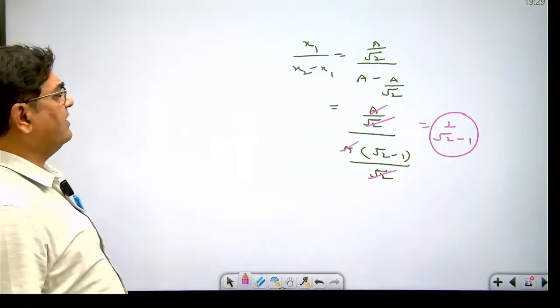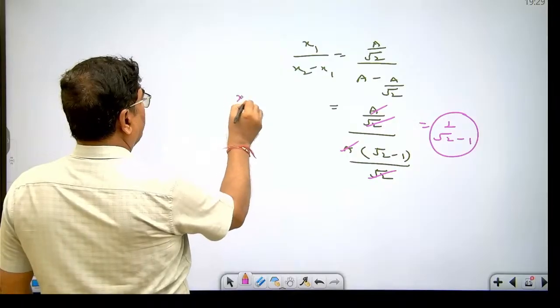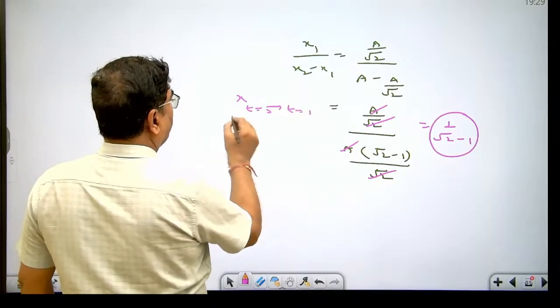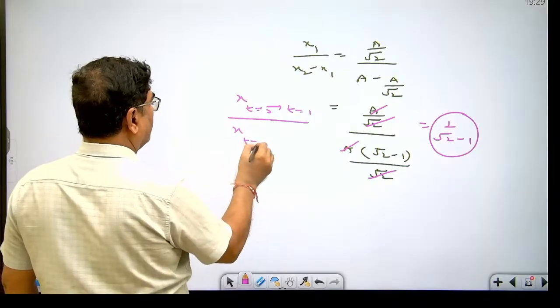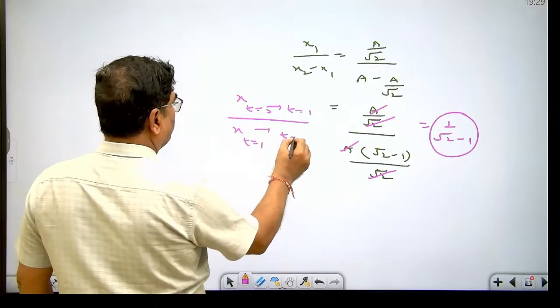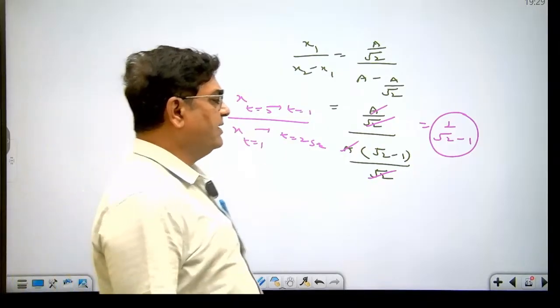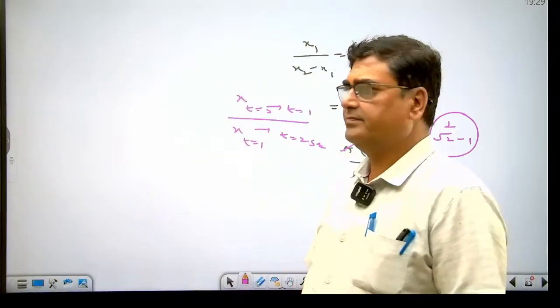This is the distance traveled in t equal to 0 to t equal to 1 and t equal to 1 to t equal to 2 seconds. Okay, this is the ratio of the distance traveled by the particle in SHM.